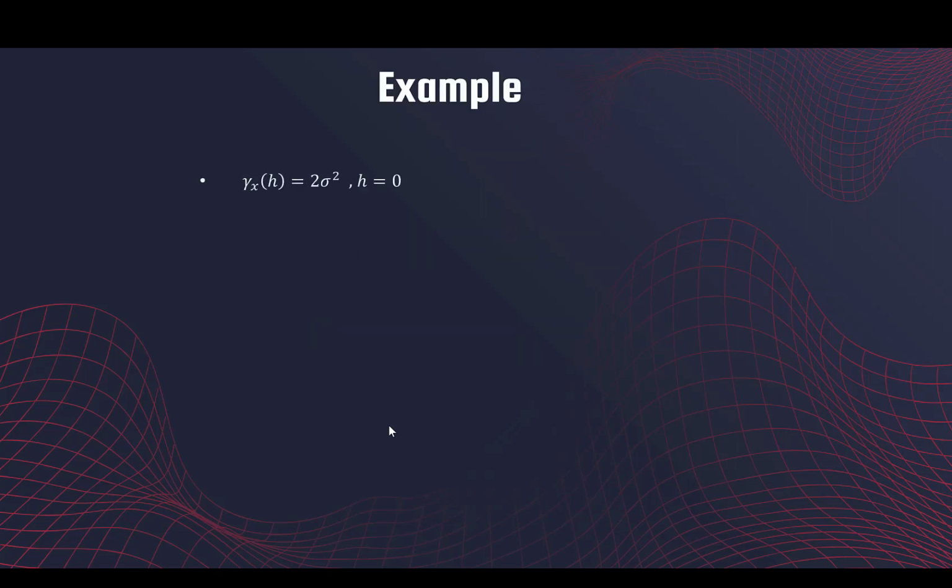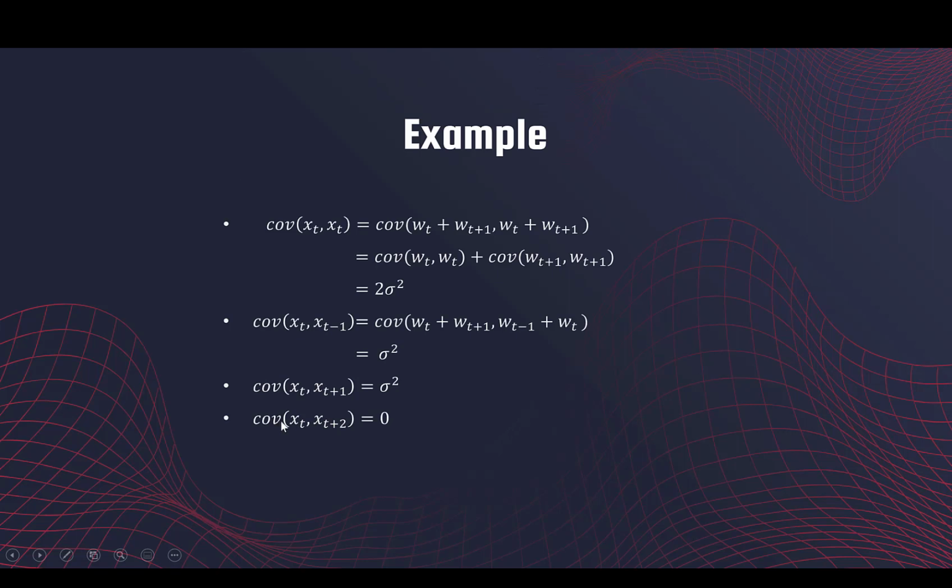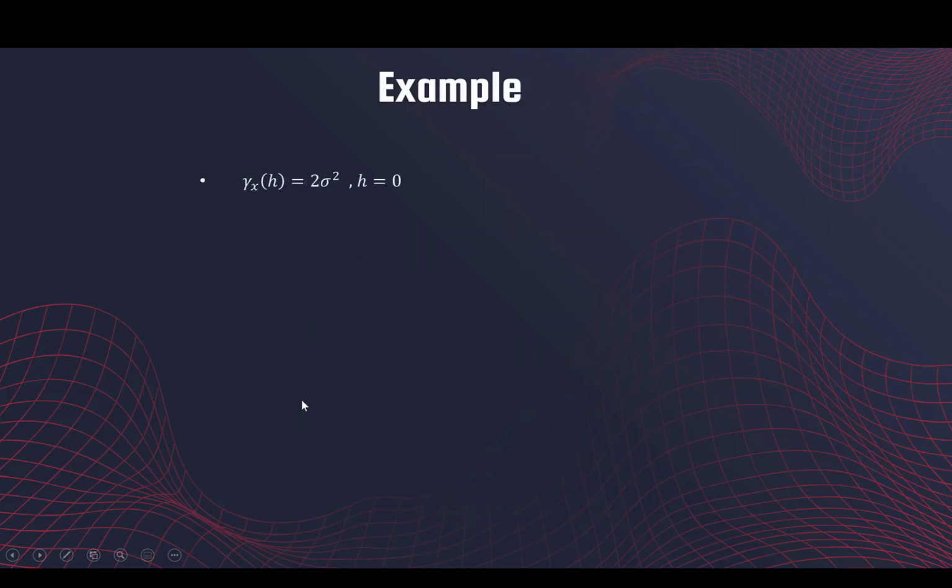We can summarize it this way. Gamma x of h, where you can think of h as t plus 1 minus t, the distance between the 2 time points. If h is 0, it's 2 sigma square. If h is plus 1 or minus 1, it's sigma square. And it's 0 if the distance between the 2 points is greater than 1.